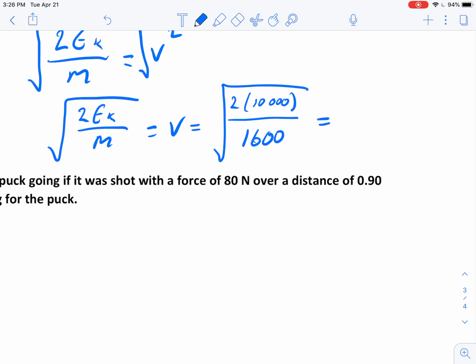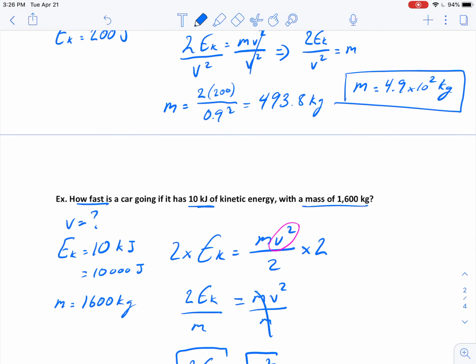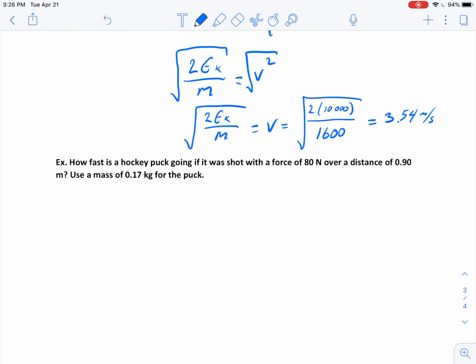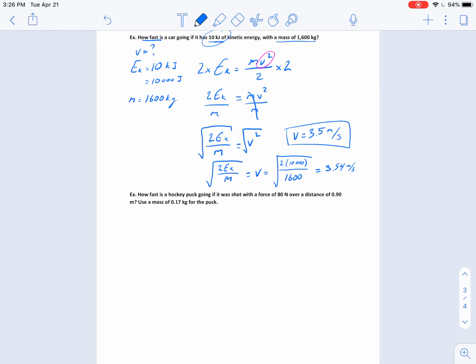And if I just do all that, we have 2 times 10,000 divided by 1600. We get 3.54 meters per second. And we have 2 significant digits, so therefore our speed is 3.5 meters per second. And that's it.